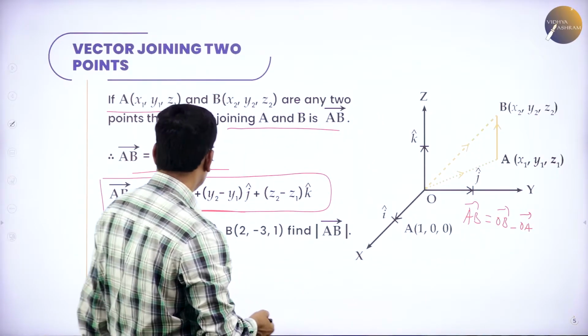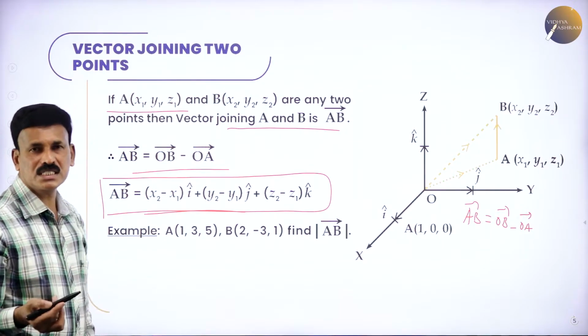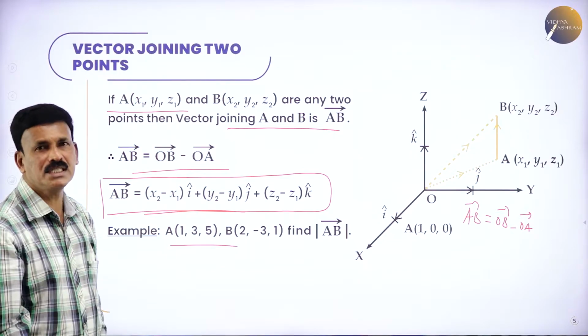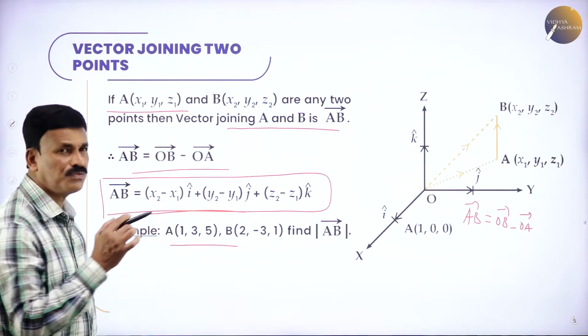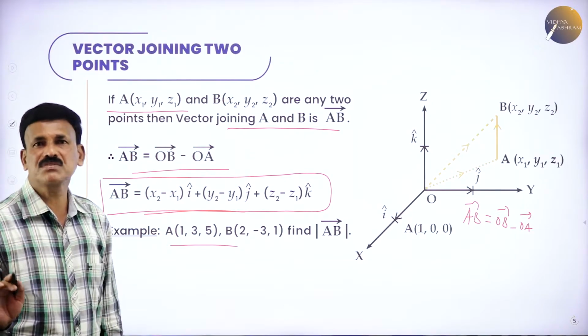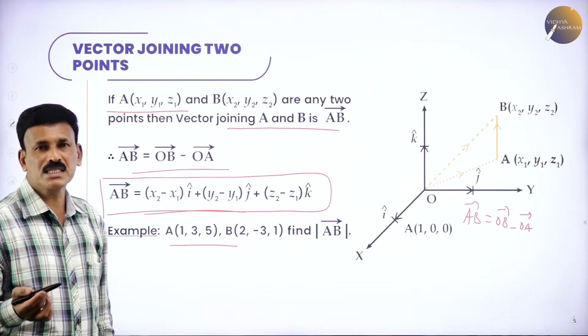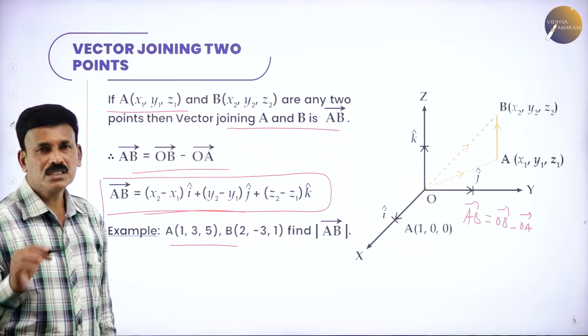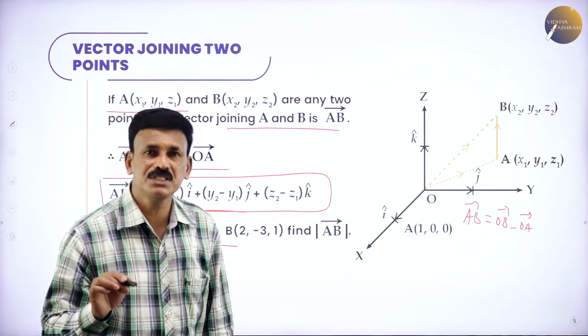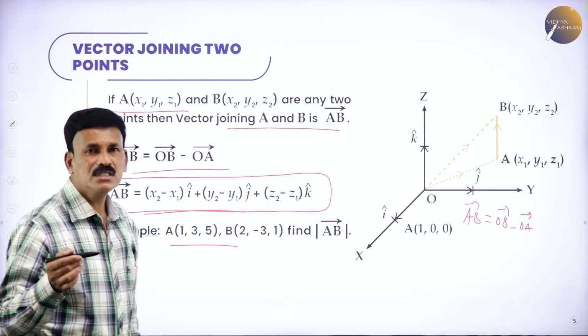Now let us consider, for example, if A is equal to (1, 3, 5) and B is equal to (2, minus 1, 3). Now what have you followed? How to find the position vector of a line joining the 2 points? Second vector minus first vector, that's it. Vector B minus A, that is OB minus OA. Then we are going to get (x2 minus x1) i plus (y2 minus y1) j plus (z2 minus z1) k cap.